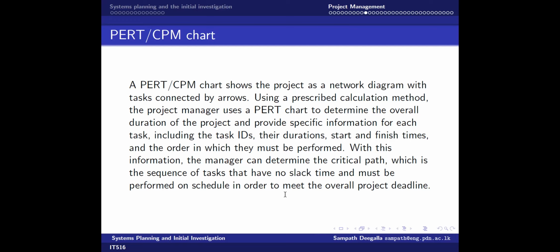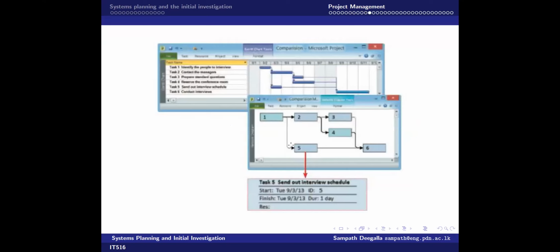And then the project manager can use the PERT chart to determine the overall duration, right? And during that, he or she can come up with the task IDs and their durations, right? At the same time, you can also get starting and finishing times, because of what is needed to finish a particular task. So by using this, you can identify the critical path. Critical path means which tasks are more important or need to be watched, right? Because if any of the tasks within the critical path get delayed, it affects the overall project timing, right?